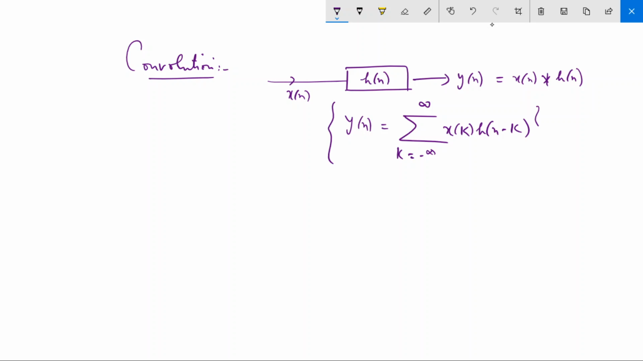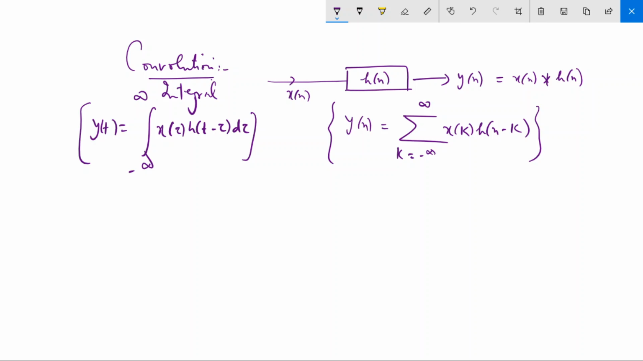This equation is termed the convolution sum. Okay, if it is a continuous time system, you will get an integral in place of the summation. In that case, it becomes y(t) is equal to the integral of x(tau) h(t minus tau) d tau. This is called the convolution integral. Okay, so if you know the impulse response of the system, you can find the output using the convolution of the input signal and the impulse response.